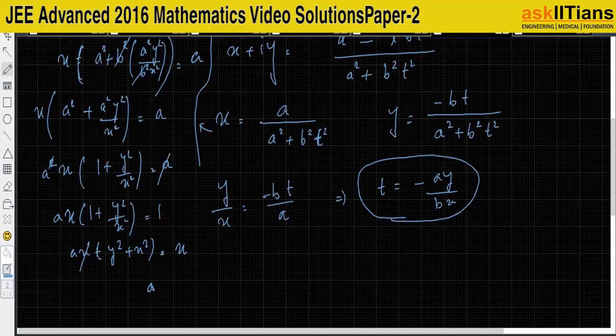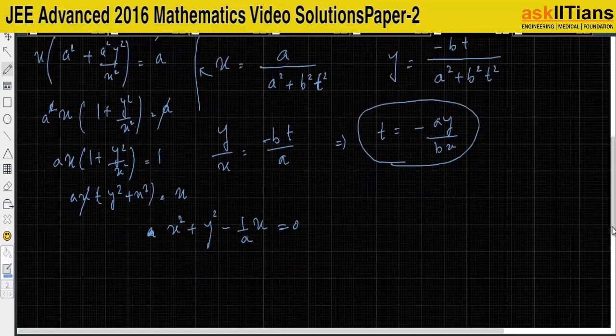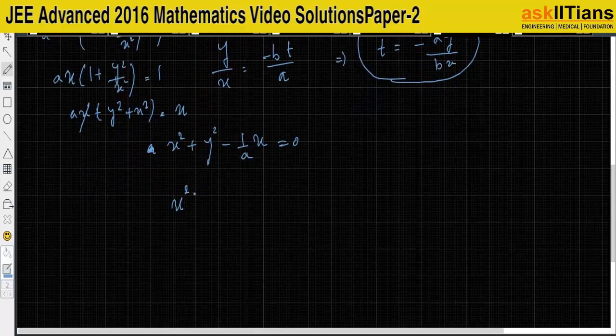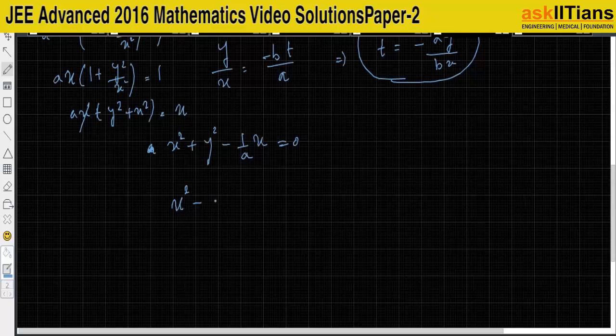So this is the equation of a circle. I can write it like this: x square plus y square minus 1 by a into x, equals 0, if I take this a to the other side. Now if I form perfect squares, this will be x square minus 2 times 1 by 2a into x, so I need to add 1 by 2a whole square, and I need to subtract 1 by 2a whole square, plus y square equal to 0.